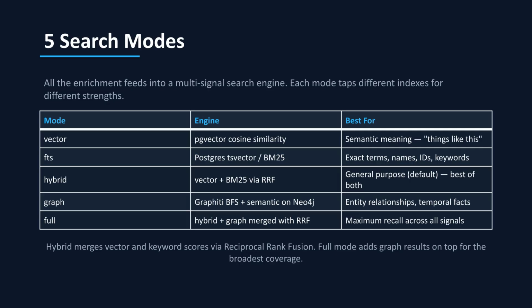We offer 5 search modes, each tapping different indexes: vector for semantic meaning, FTS for exact terms, and hybrid as the general-purpose default, combining both. Graph search is for entity relationships and temporal facts, while full mode provides maximum recall across all signals.